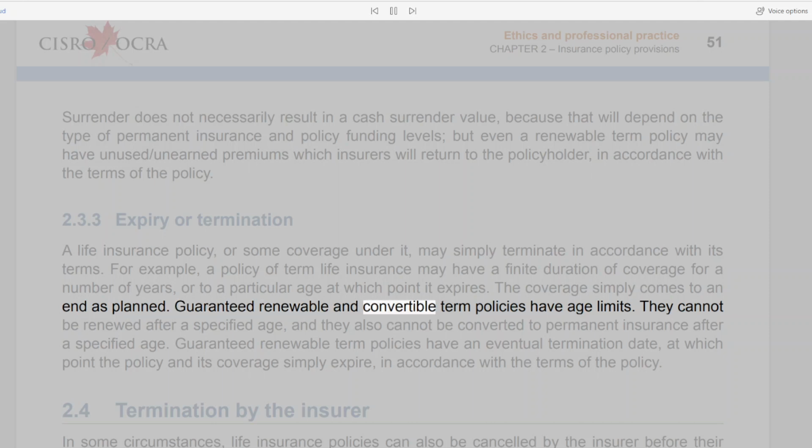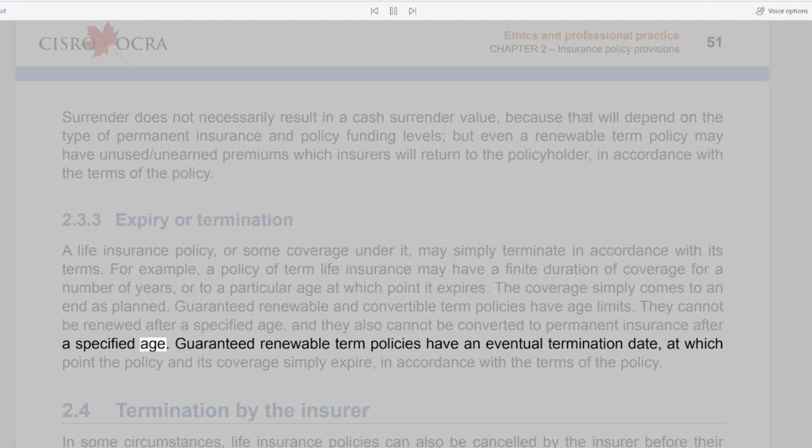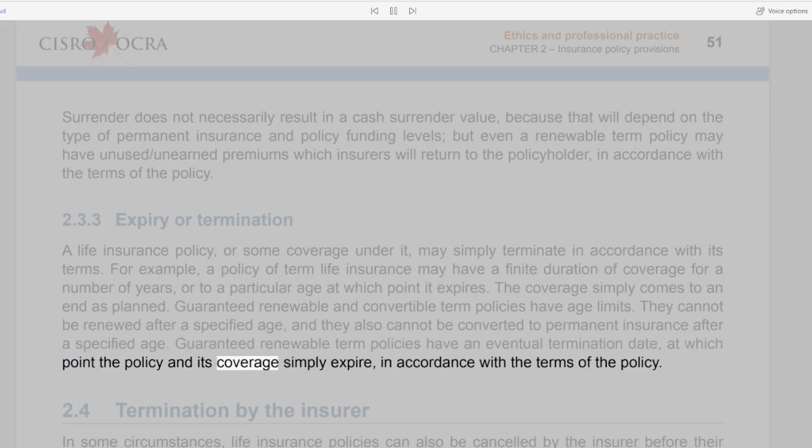Guaranteed renewable and convertible term policies have age limits. They cannot be renewed after a specified age, and they also cannot be converted to permanent insurance after a specified age. Guaranteed renewable term policies have an eventual termination date, at which point the policy and its coverage simply expire, in accordance with the terms of the policy.